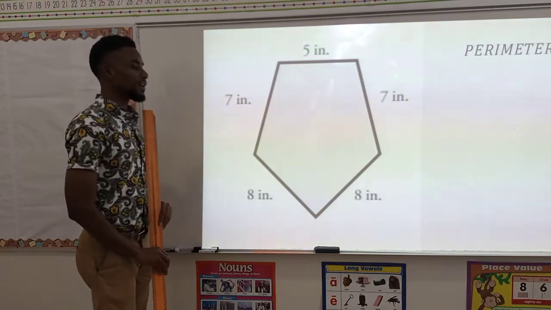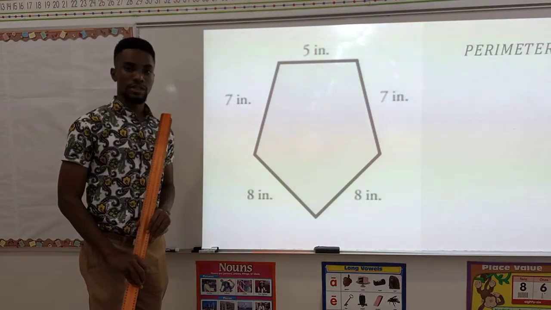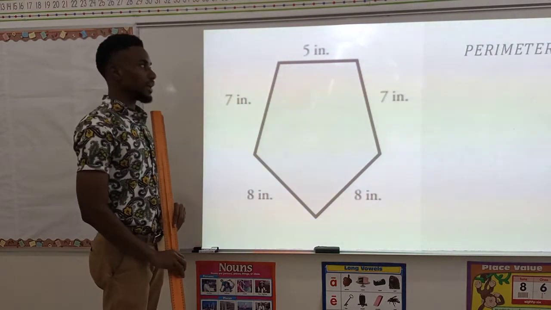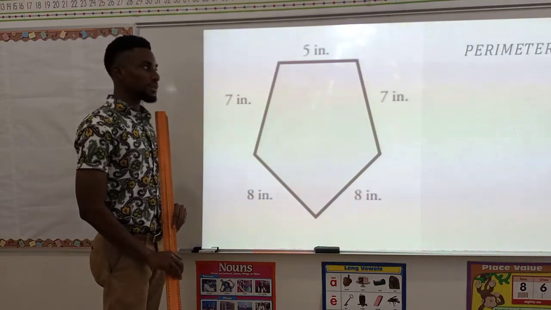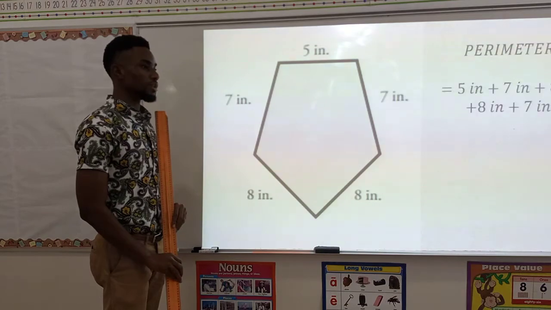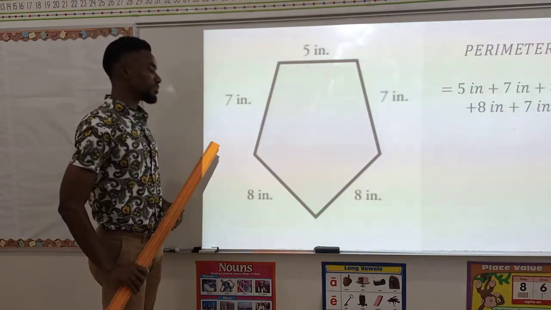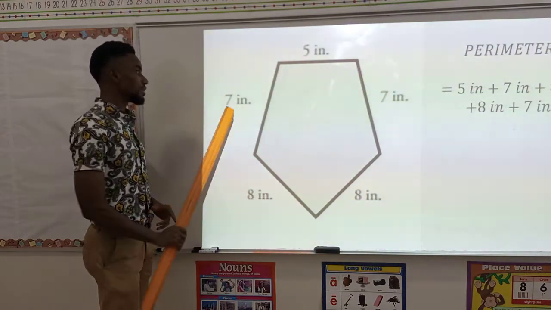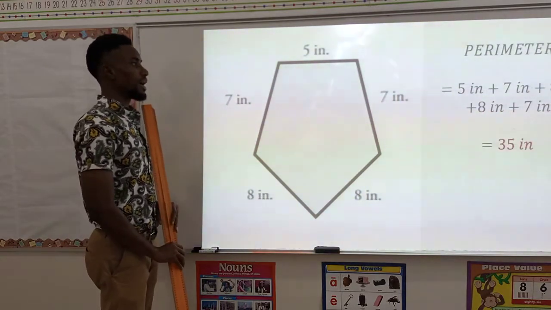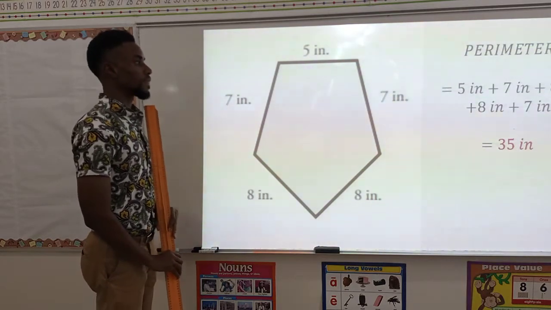Let's move on. Here we have a 5-sided shape. You remember what a 5-sided shape is called? Yes, it is called a pentagon. Now, this is an irregular pentagon, and we want to find the perimeter. We add all the sides, which will give us 5 inches plus 7 inches plus 8 inches plus 8 inches plus 7 inches, and the perimeter is 35 inches.